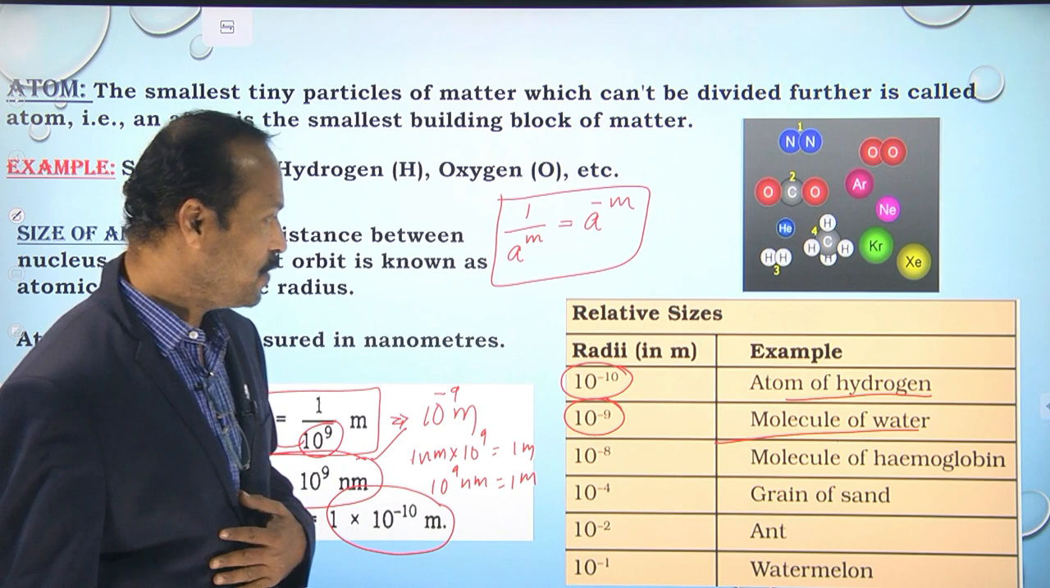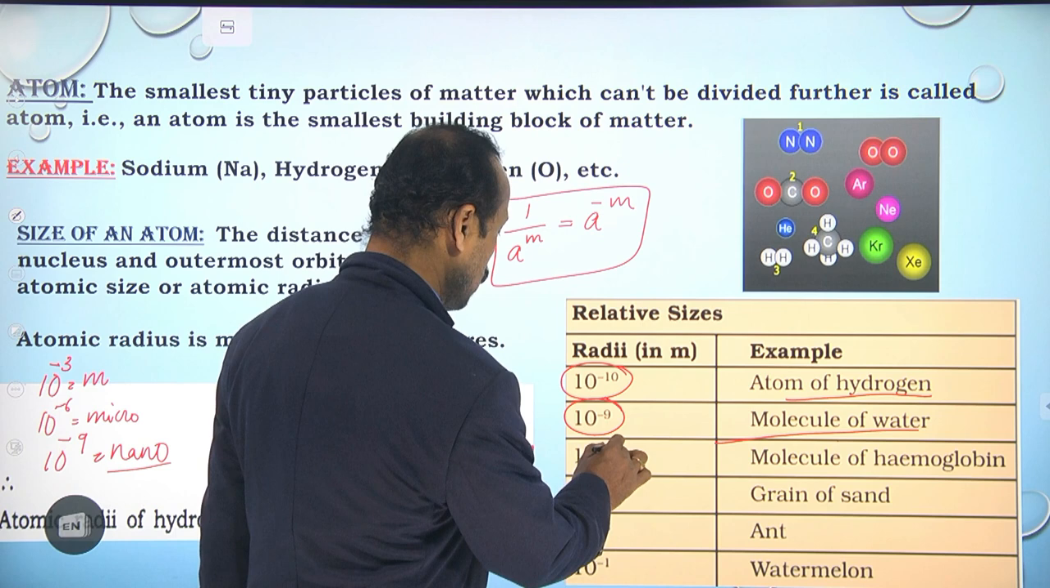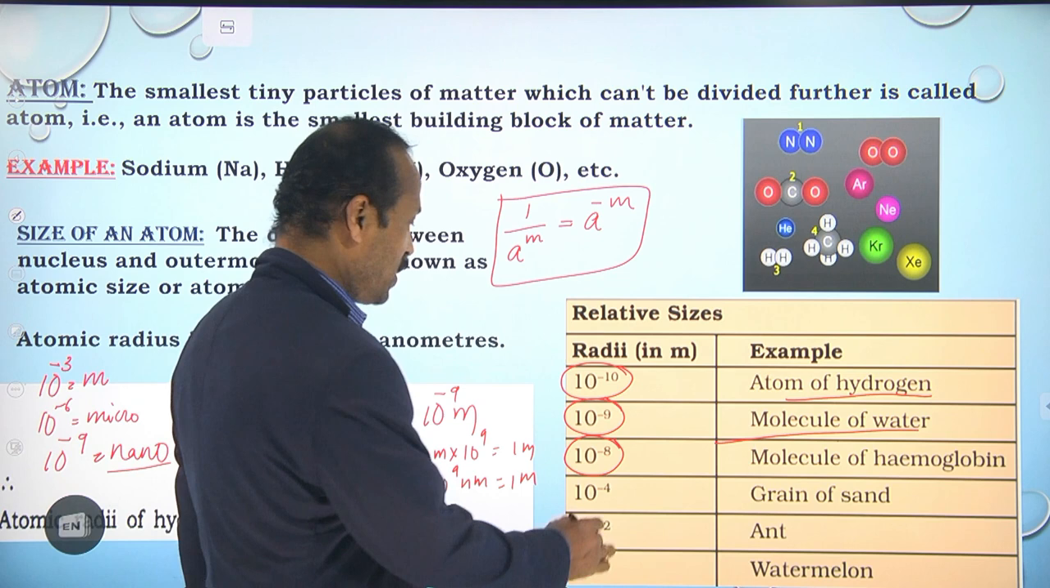You know that in the blood we have hemoglobin. You might have studied it in biology. So the hemoglobin molecule size is 10 to the power of minus 8. That means it is still bigger than the water molecule. Then come to the grain of sand.